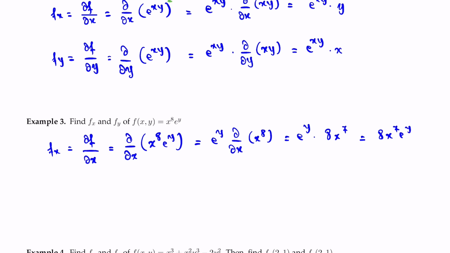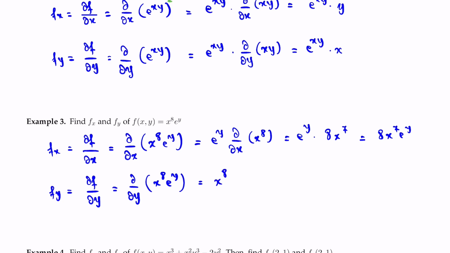Similarly, for the case of f sub y or partial f partial y, you have partial y of x to the 8 times e to the y. In this context, x is a constant. Therefore, x to the 8 is also a constant, and you can pull that out of the derivative operation.